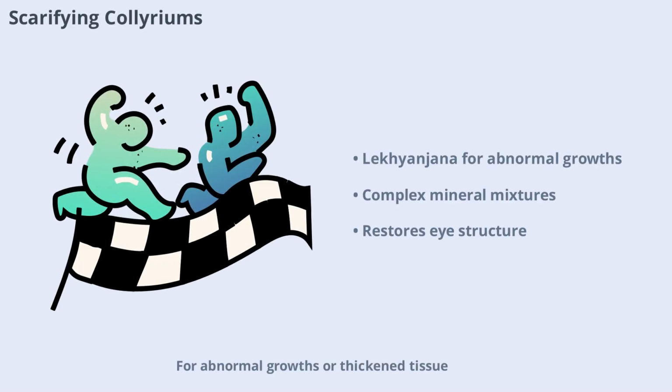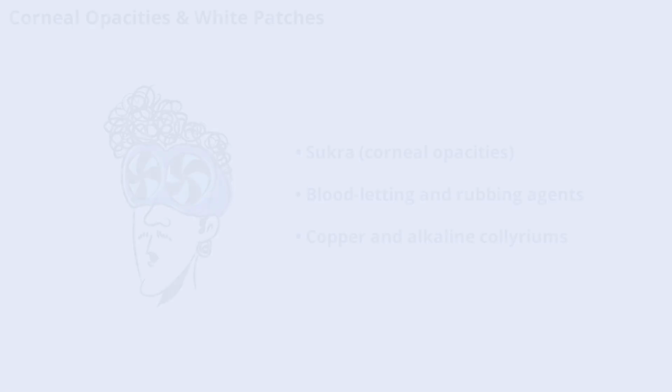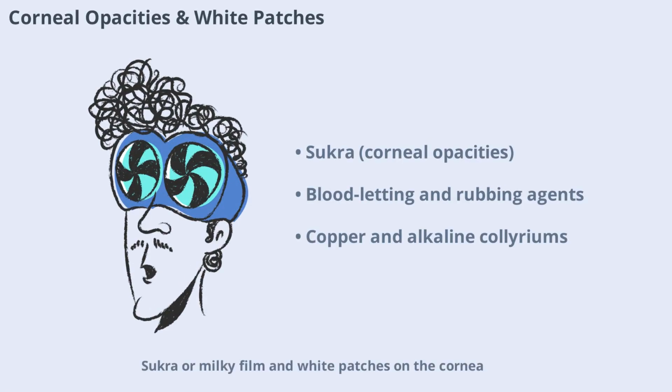For abnormal growths or thickened tissue, Sushruta prescribes Anjana, scarifying collyriums. The goal is to scrape away pathological tissue, restoring normal structure and function to the eye. Sukra, or milky film and white patches on the cornea, are classified as non-ulcerated or ulcerated. Treatment begins with Abhishyanda protocols, including bloodletting and local applications. If needed, Anjana is used.